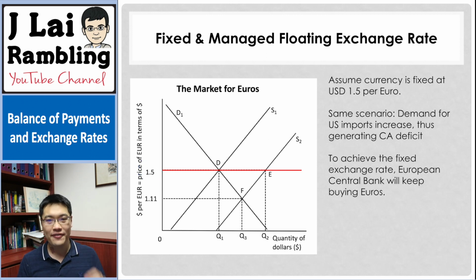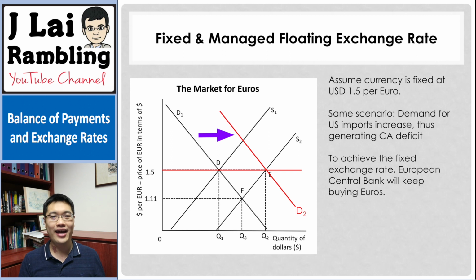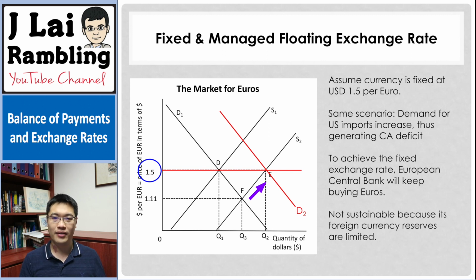In order to keep it fixed, the European Central Bank will buy the euros, and they'll keep buying until the equilibrium exchange rate returns to 1.5. Here you can see the buying action is reflected by the increase in demand. It shifts all the way up to the point E, where the equilibrium of $1.5 per euro is restored.